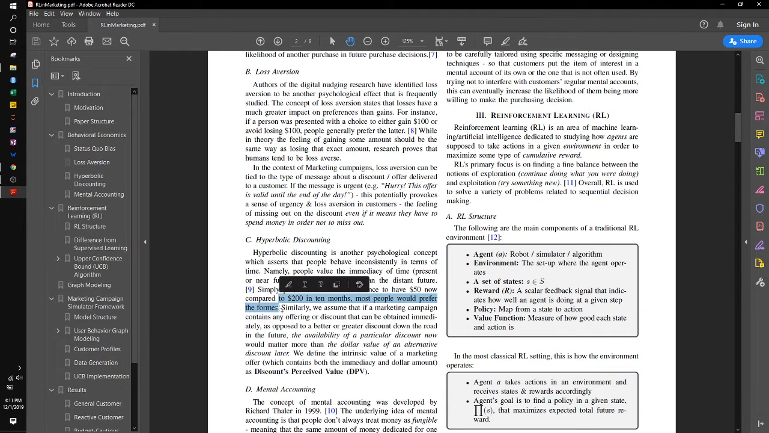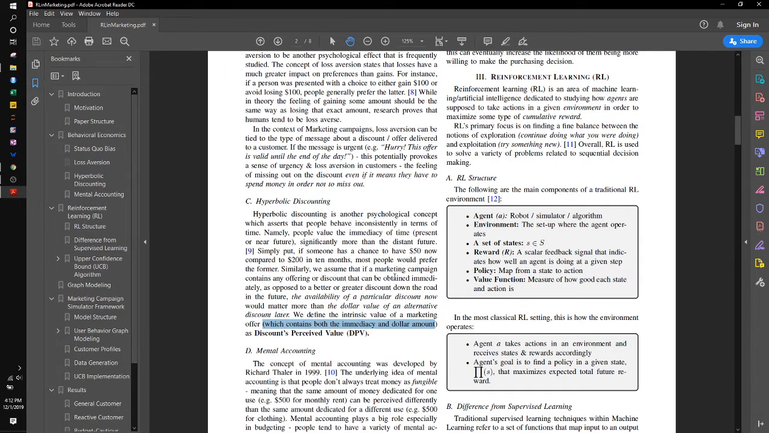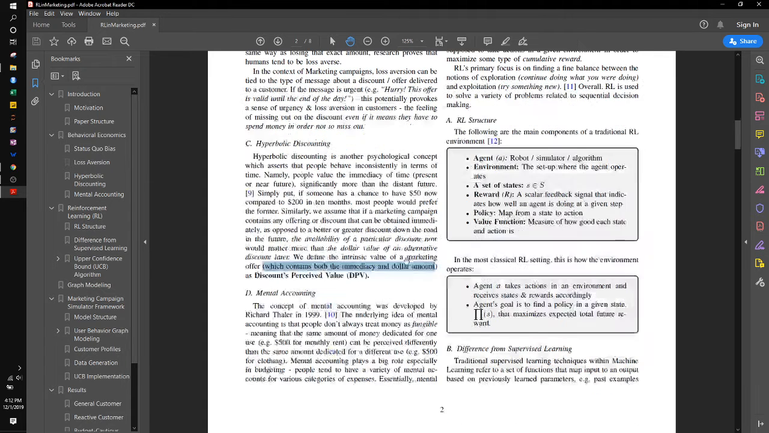Here I have highlighted it. So that has been shown in research, and what we have done here is we defined the intrinsic value of a marketing offer. It contains both the immediacy of the offer, the availability of the offer now, and also the dollar amount as discounts perceived value. I'm going to be going into details about how we structured all of those. Just giving you a little background here now.